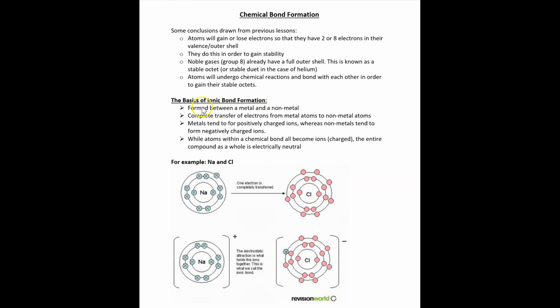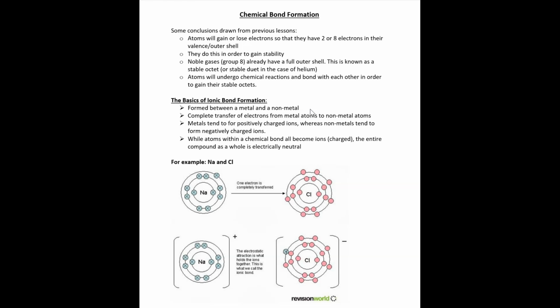So, the basics of ionic bond formation. Ionic bonds are chemical bonds where compounds are formed when a metal and a non-metal atom react together. The metals are on the left side of the periodic table, and the non-metals are on the right side, and they get together to form an ionic bond and basically an ionic compound.